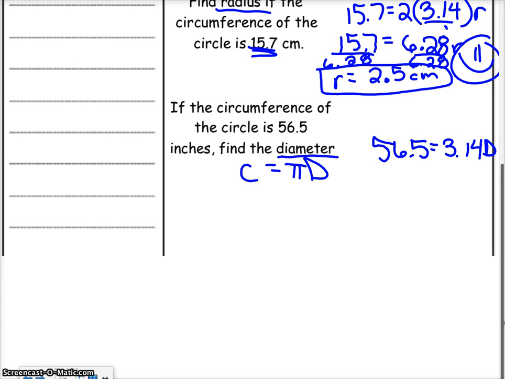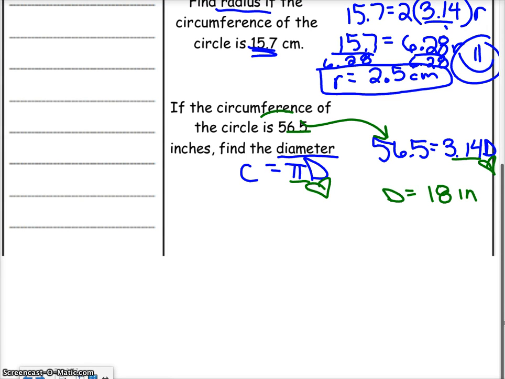Formula is just right here. Pi and pi, diameter, diameter. And this says circumference is that. That's where all of that is coming from. And then how do you get rid of times? Divide. So diameter is going to equal 56.5 divided by 3.14, which is approximately 18.